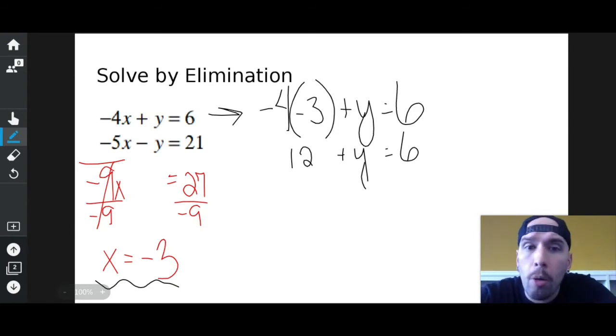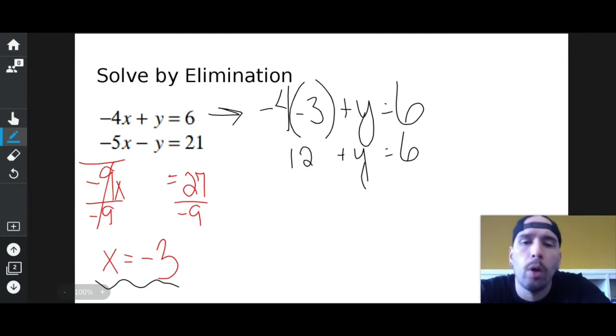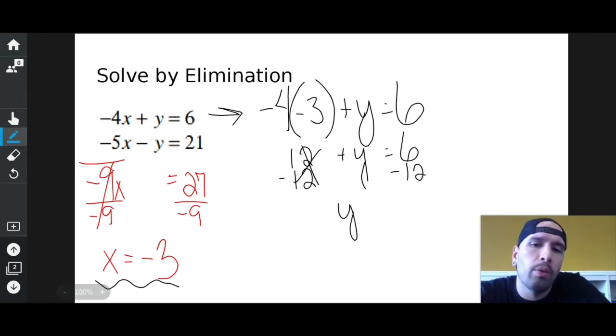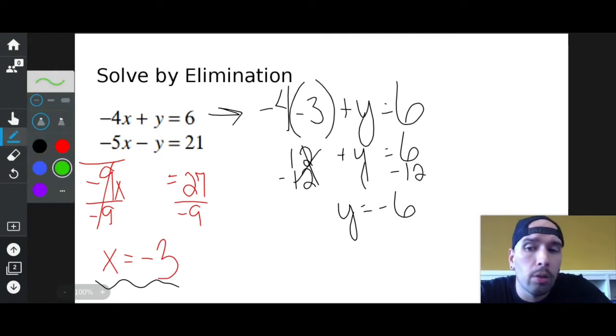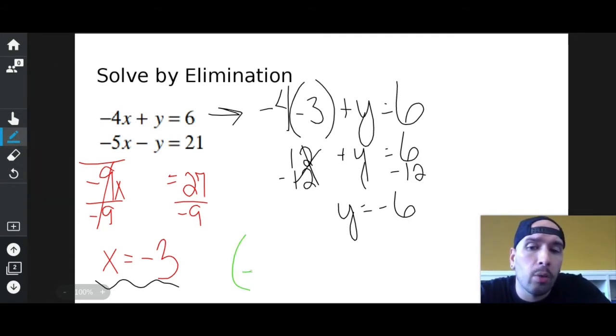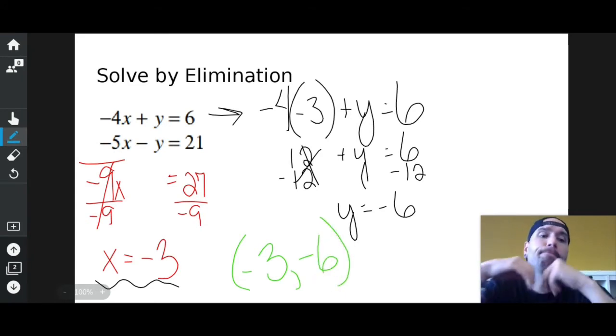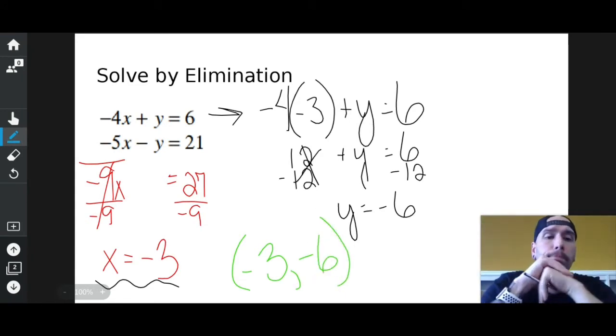Is y all by itself? No. What's in the way? 12. How do I get rid of 12? Subtract 12 from both sides. 6 take away 12 is -6. So my answer is x equals -3, y equals -6, just like we got last time.